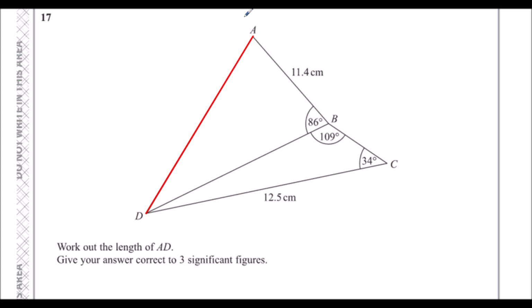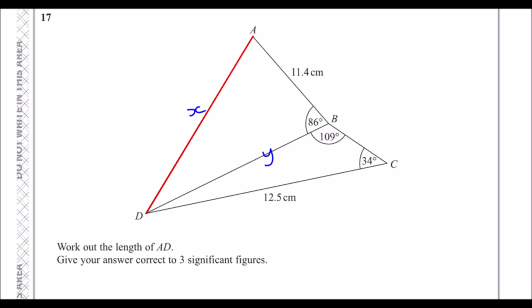So we don't have enough information on this top triangle to work out AD first. So we're going to have to work out, so if we call this x, call the one in the middle y, we're going to have to work out the value of y, how long y is, to put into the second triangle.